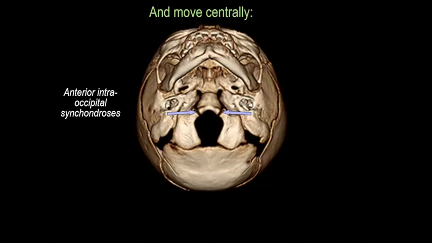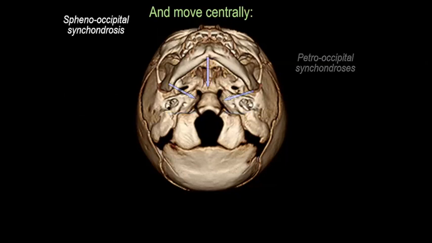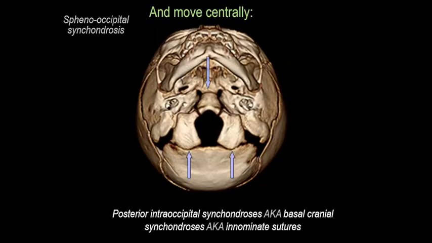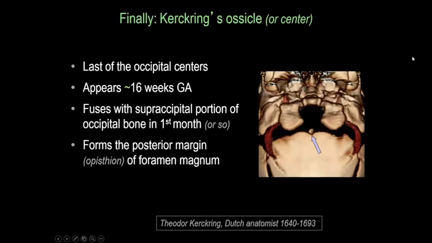Here are the anterior intraoccipital synchondroses. Centrally, the petro-occipital synchondroses, the spheno-occipital synchondrosis, and the posterior intraoccipital synchondroses, which are also known as the basicranial synchondroses and the innominate sutures. Finally, Kirkring's ossicle or Kirkring center is the last of the occipital centers to undergo ossification.